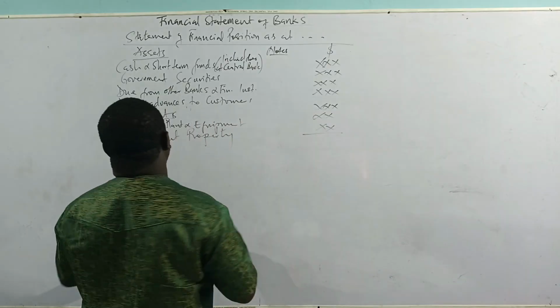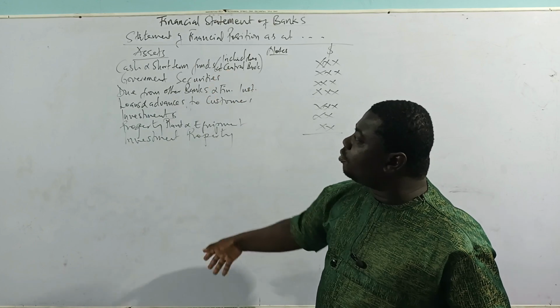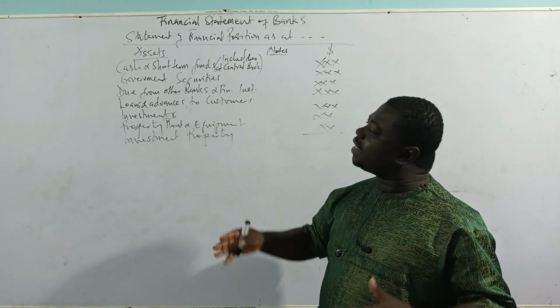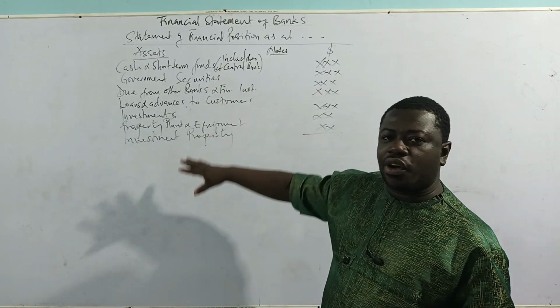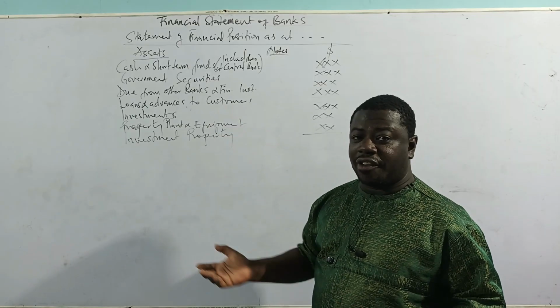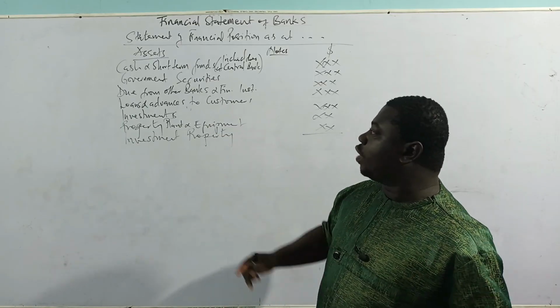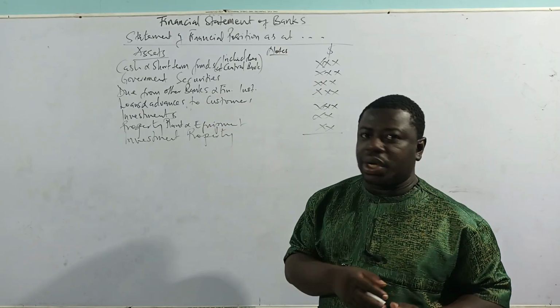So ladies and gentlemen, this is the arrangement of assets for a bank, and these are examples of key assets that you find on a bank's financial statement, arranged in the order of liquidity. Now, there are other assets that I may not have mentioned here. However, as we continue to solve questions, you will meet other assets and you learn more. But this is just a format for you to understand.